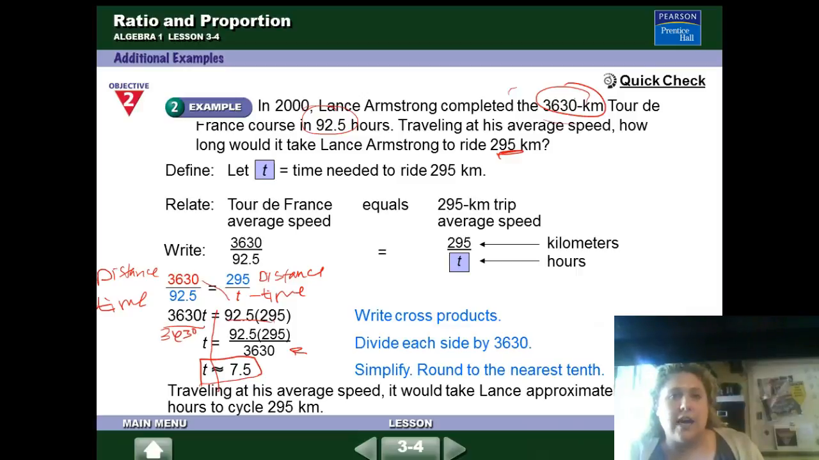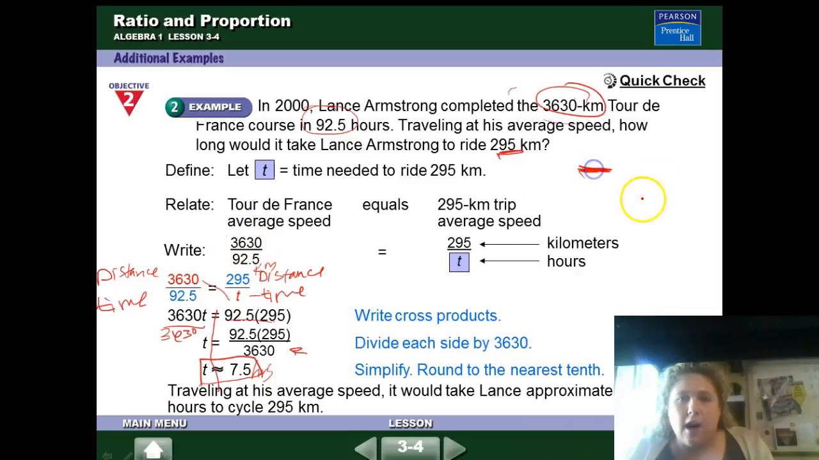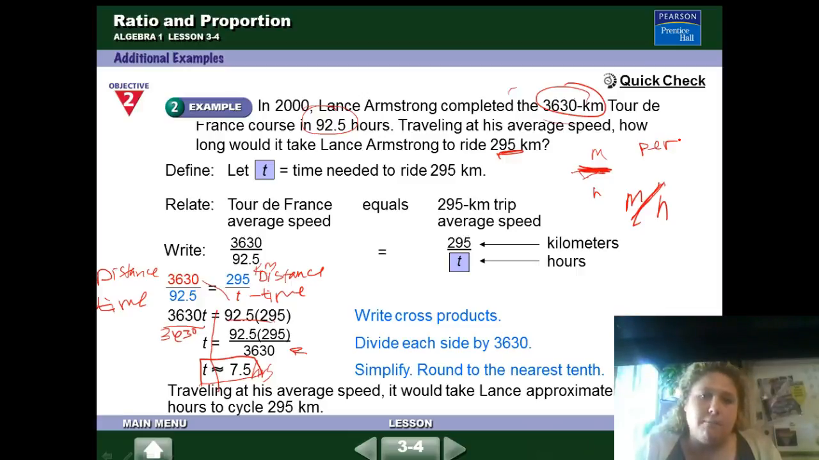So distance over time, because I'm trying to figure out how long it would take him to ride this much. So how much time? Well, it would be a total of 7.5 hours. So in 295 kms per, because one thing that I haven't really established, a divide sign or miles per hour, you may see this slash or over a line like this. Miles per hour is telling you the word per. So that's good information as well. So it takes 7.5 hours to travel 295 kms.